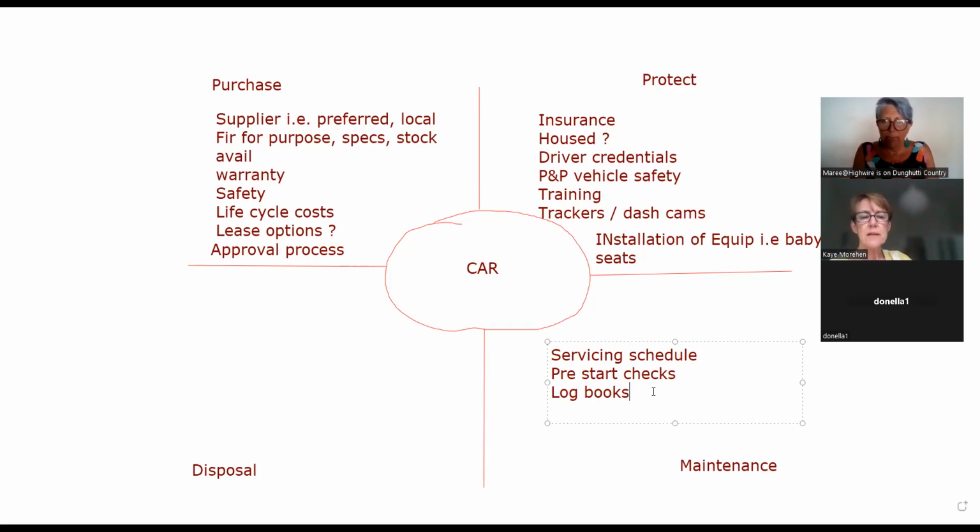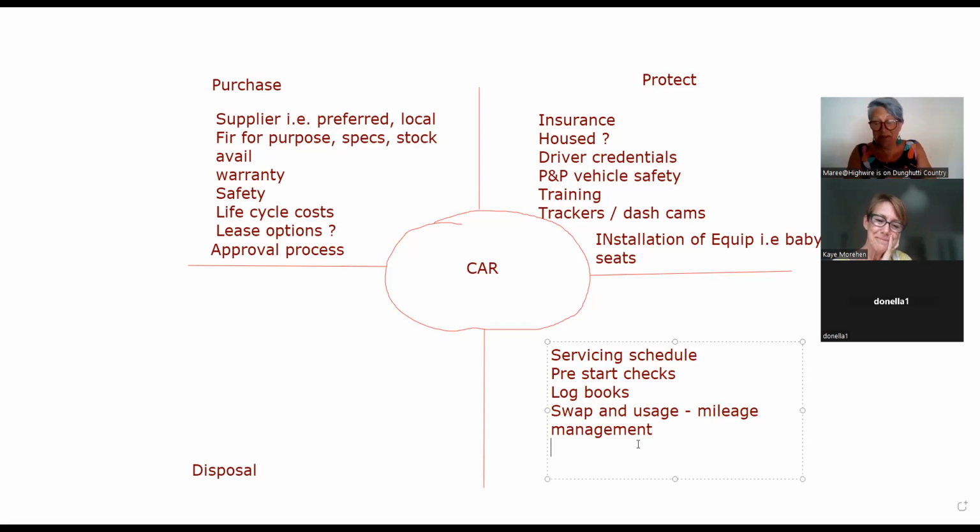A lot of organisations have a kind of review process to swap vehicles around, so low use vehicles, just to smooth out the mileage. So Sharon does that. Mileage management. Utilisation.